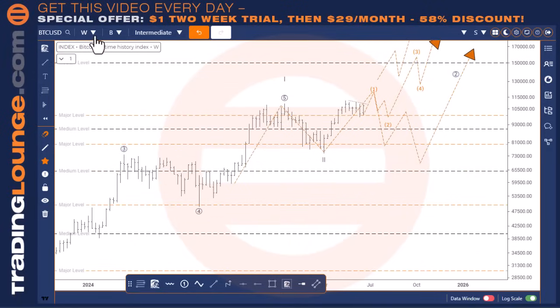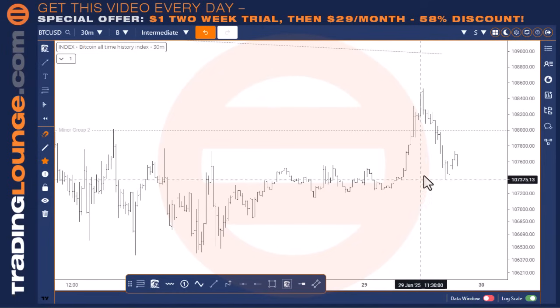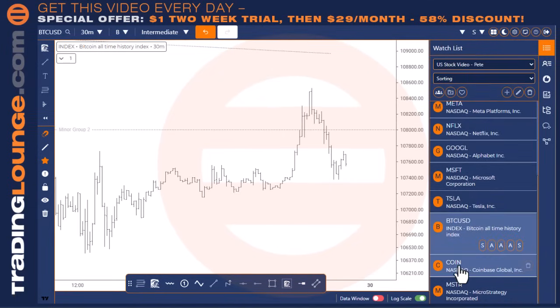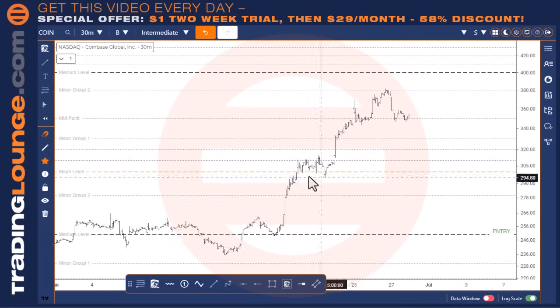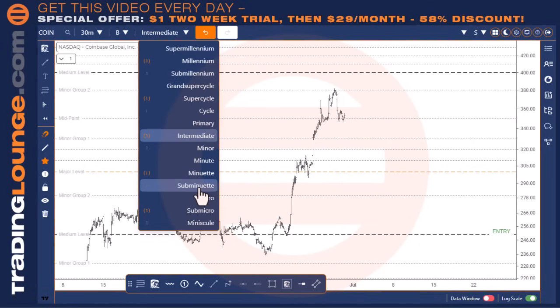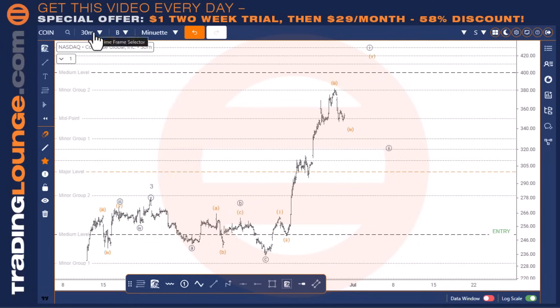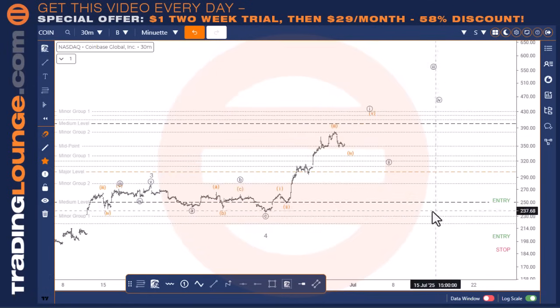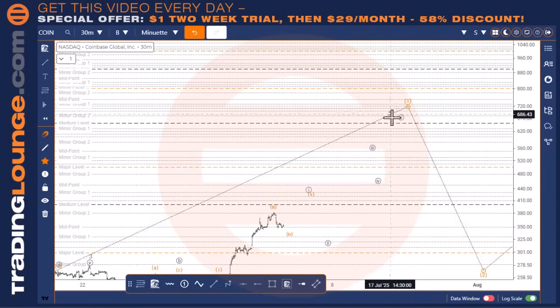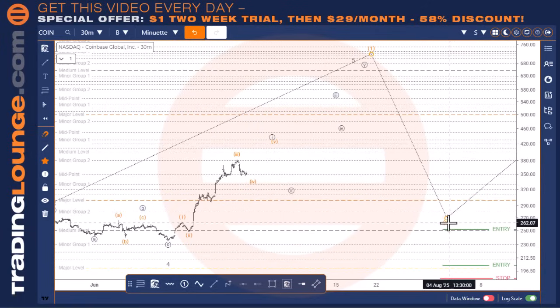What we need to do now is put it on 30 minutes and just have a quick look at CoinSpot. So it'll be a little bit messy here. Basically with CoinSpot, I'm doing the same thing as well. Wave 4 here to wave 1, 2, 3, 4, 5 up here for wave 5 of 1, and then pulling back for wave 2 here.